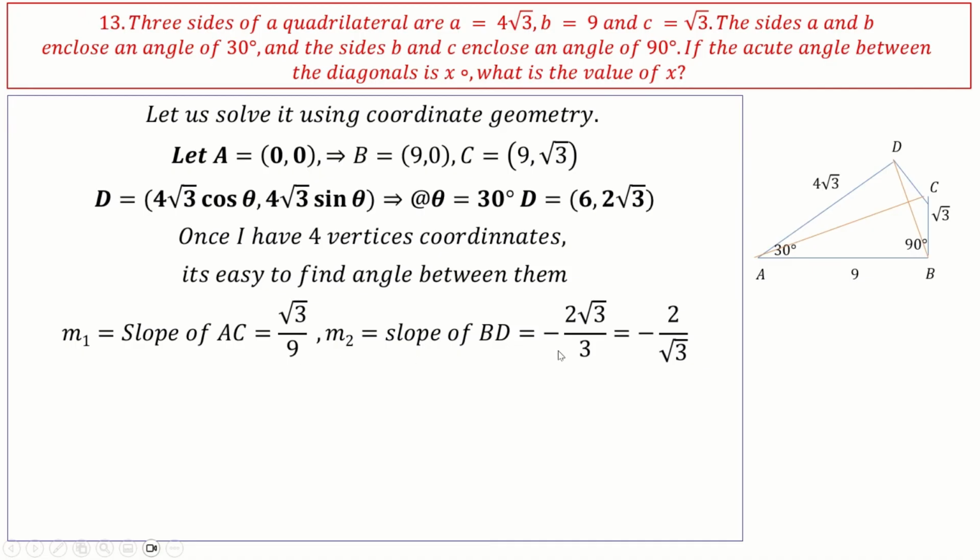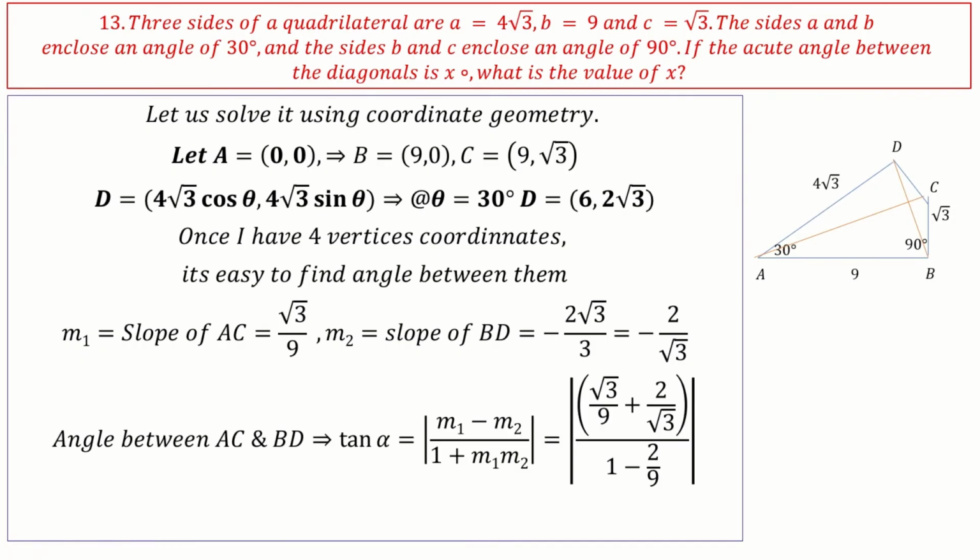M2 is the slope of BD, which is between (6, 2 root 3) and (9, 0). The slope is 2 root 3 minus 0 divided by 6 minus 9, which is minus 3. So the slope of BD is equal to minus 2 root 3 by 3. This is my M2. Now I have M1 and M2.